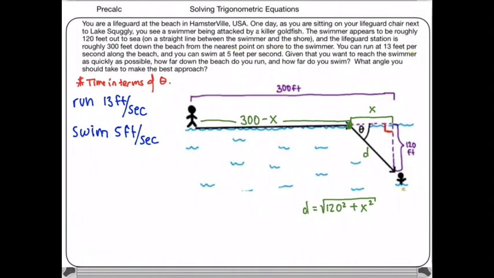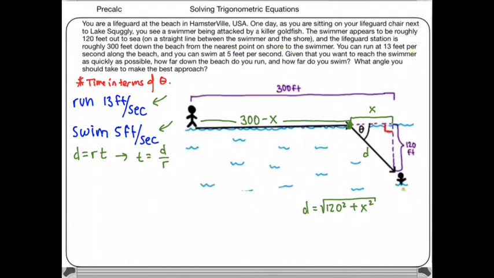And so with time, we're going to have to use distance equals rate times time, because right now we're just dealing with distances and we have some rates right here. So if I want time, I'm going to have to divide through by the rate, and that's going to give me time equals a distance divided by a rate. Okay, so let's see how this plays out.